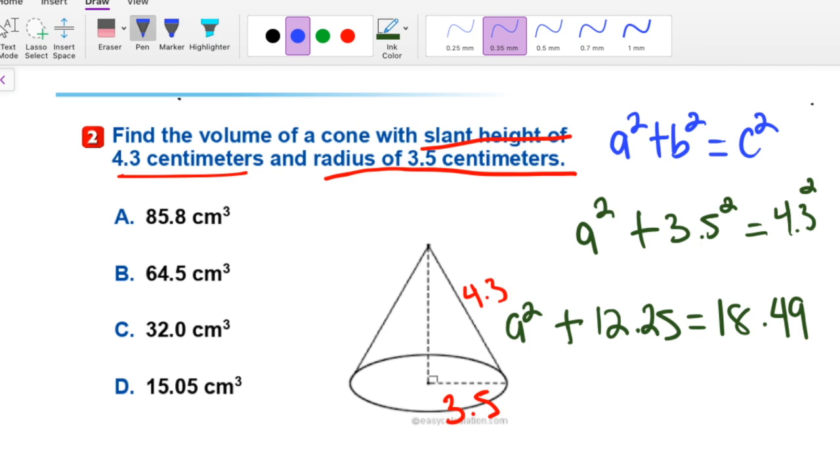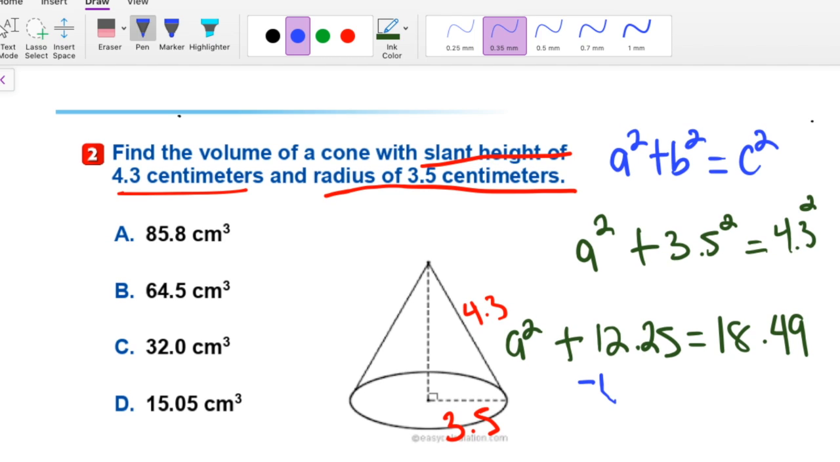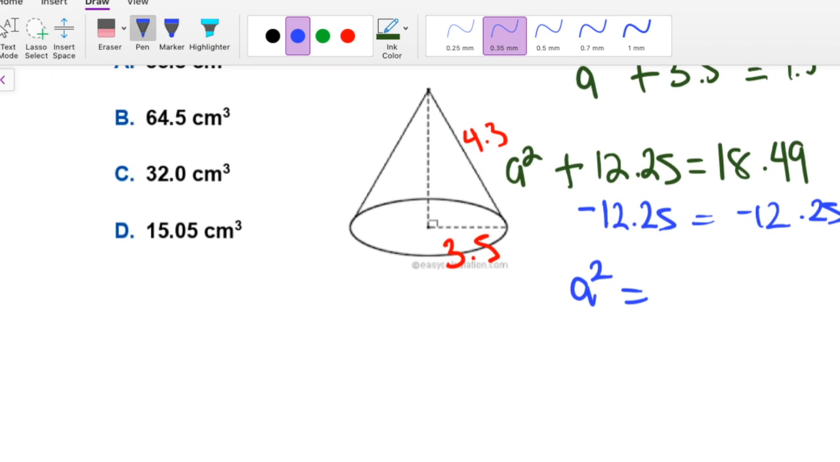We subtract 12.25 from each side, equals 2.5. And what does that give us? a squared equals 6.24.